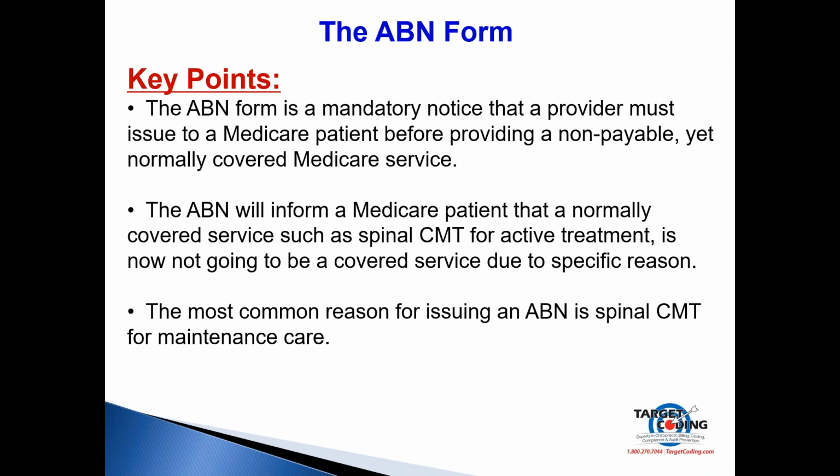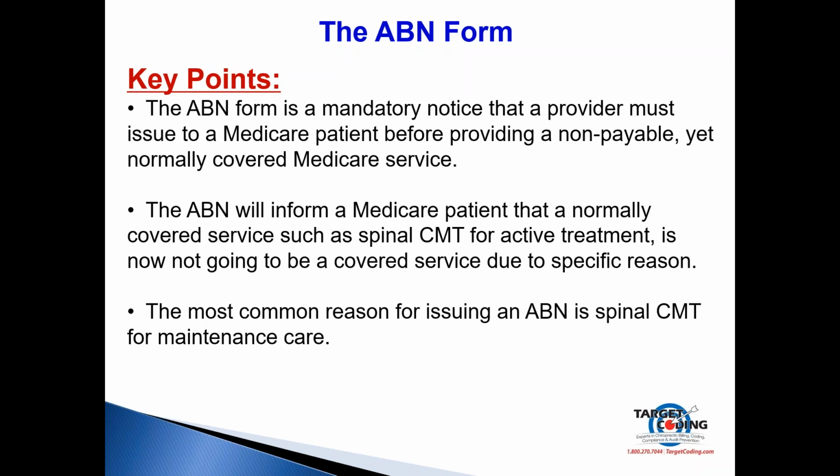That means it's required that you must provide to a Medicare patient before providing a normally covered service by Medicare, but now it's not going to be covered. So the ABN form will let a patient know that this service, the only example in chiropractic where it becomes mandatory is with spinal manipulation. Let me repeat that. The ABN form is mandatory only for spinal manipulation because that's the only service covered by Medicare when performed by a chiropractor.